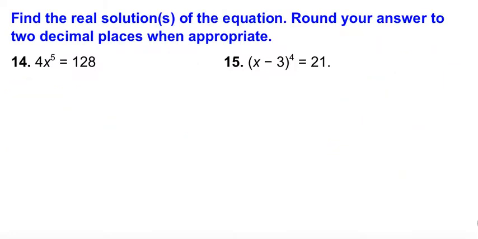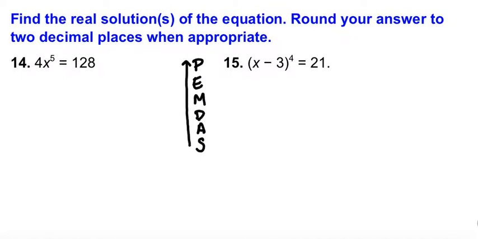Okay, the last concept we're going to do is we're going to solve. In order to solve, we're going to follow some basic rules. Now, we're going to use inverse operations, which means you're going to use, please excuse my dear Aunt Sally. But remember, we're using the inverses, so we're going to have to work backwards. So the first one we're going to do is 4 times x to the 5th equals 128.